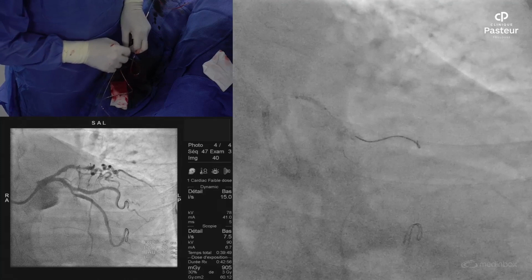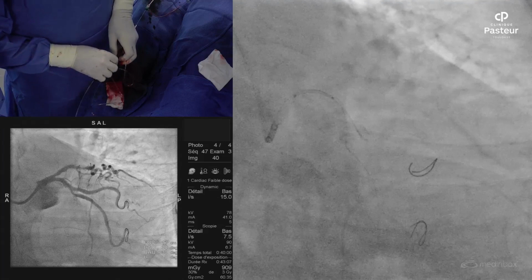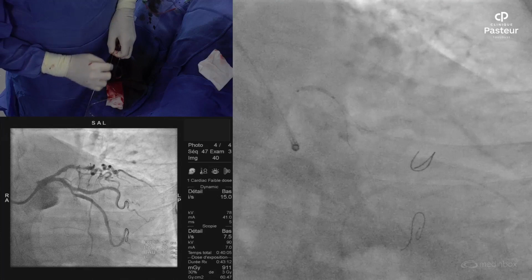Maybe you reconsider the liner? The other option is to put a third wire, but difficult. The advantage of the guide liner is that you will maybe be able to put it in the first curve. So what I will do is to open with the large balloon.